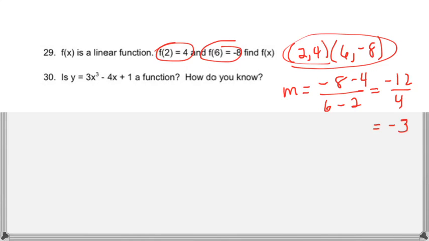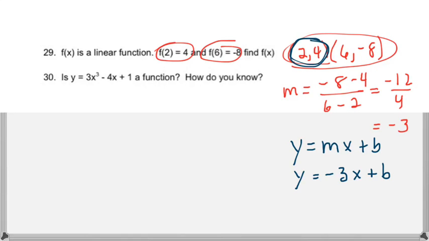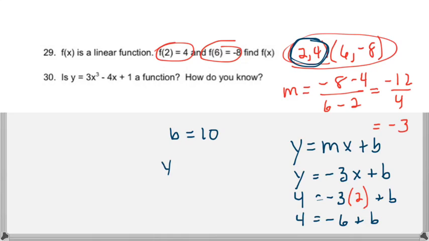The line, like all lines that aren't undefined, equals mx plus b. We know the slope. We just have to find the y-intercept. I'm going to plug in 2, 4 to find out what b is. So what that point says is that when x is 2, the y value is 4. And we just solved that thing. And I'm finding out b is equal to 10. Okay, so we know b is equal to 10. We know our slope. We can just write the equation.